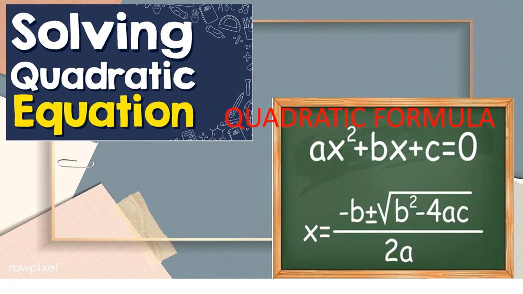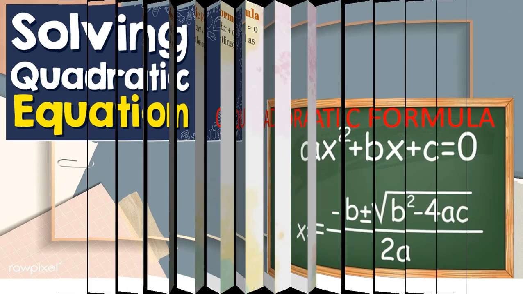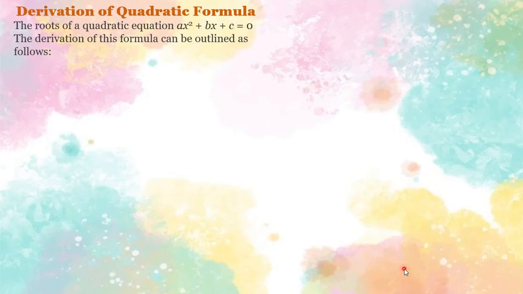Students, in today's session we are going to learn the quadratic formula for solving the quadratic equation. So let's understand how to get this formula. It is easy to remember: the formula is x equals minus b plus or minus under root b square minus 4ac, upon 2a. So how is it obtained? Let us derive the formula.